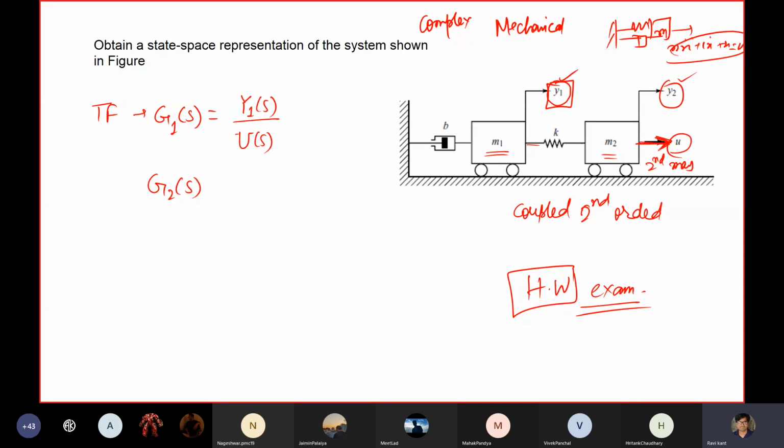So G2(s), I can ask you, give me G2(s), the transfer function, with output as the displacement of this particular mass, not this one this time, divided by U(s). So there are two transfer functions that I may ask. Okay, and this sort of coupled physical system may have multiple transfer functions depending upon your need, right? So yeah, that's it for today's class.